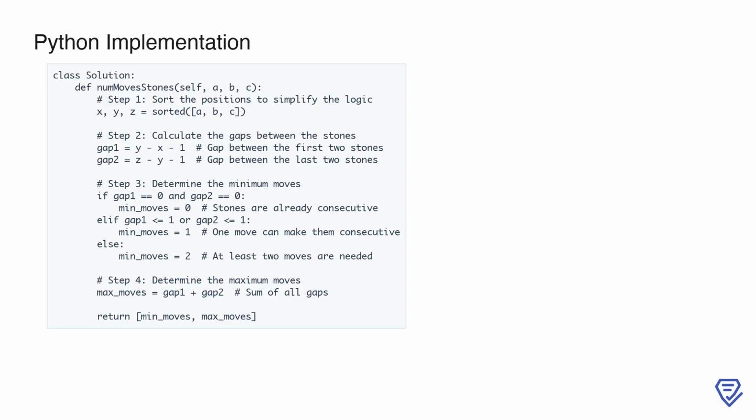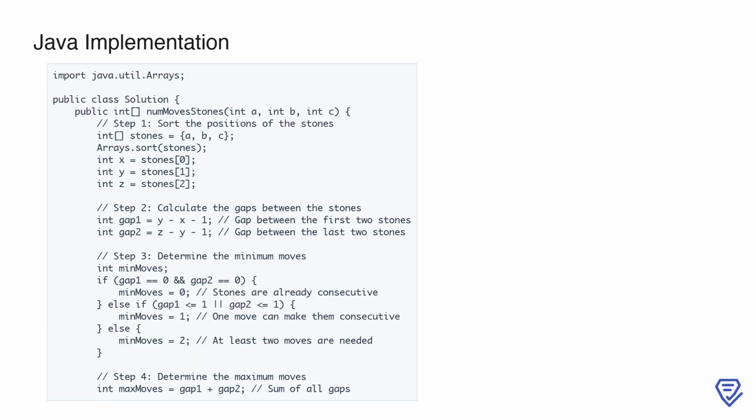This approach ensures clarity and handles all edge cases effectively, including when the stones are already consecutive or have large gaps between them. Here, we're starting with the Java implementation of the solution. The first step involves sorting the positions of the three stones, so we place them into an array and use the built-in Arrays.sort method to organize them in ascending order.